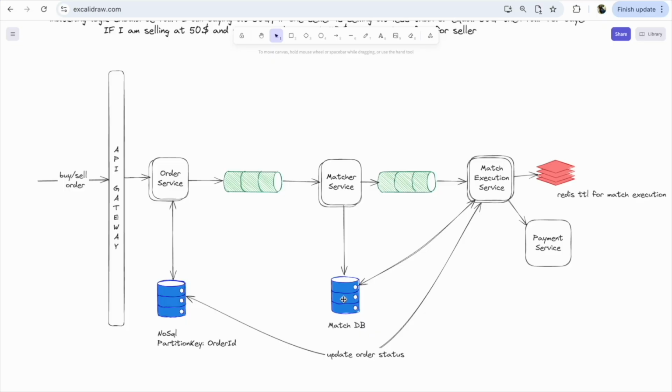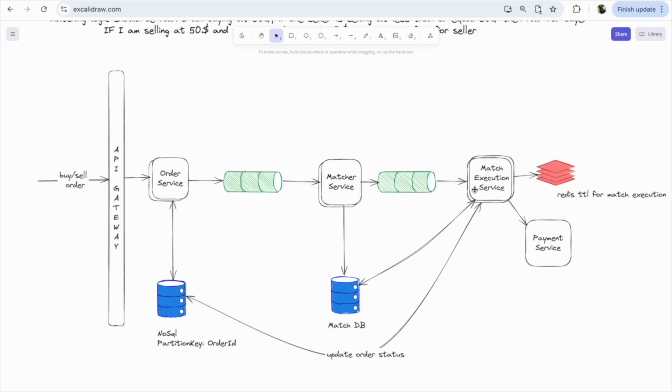Will change the status back. Also this order status will change back. Now one question comes here: how long will we wait for the payment to be completed? Let's say the match execution service has initiated the payment, but the payment service hasn't come back with a response. Let's say we are waiting for a long time, but the response hasn't come.